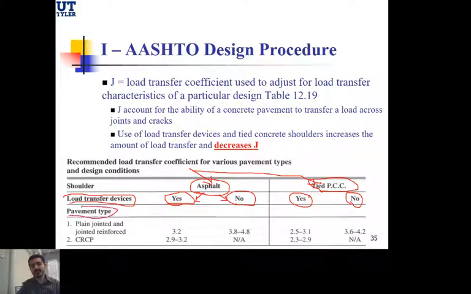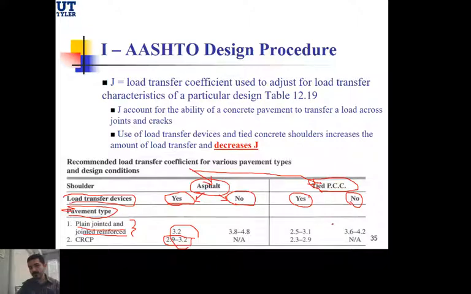Next here is the pavement type itself. The first category here is for plain jointed concrete or jointed reinforced concrete, and the second type is the continuously reinforced concrete. And of course, we would pick a number based on the case. So for example, if I have an asphalt shoulder and there was some sort of load transfer, and the main structure is continuously reinforced concrete pavement, you're going to pick a number from this range here, from 2.9 to 3.2.